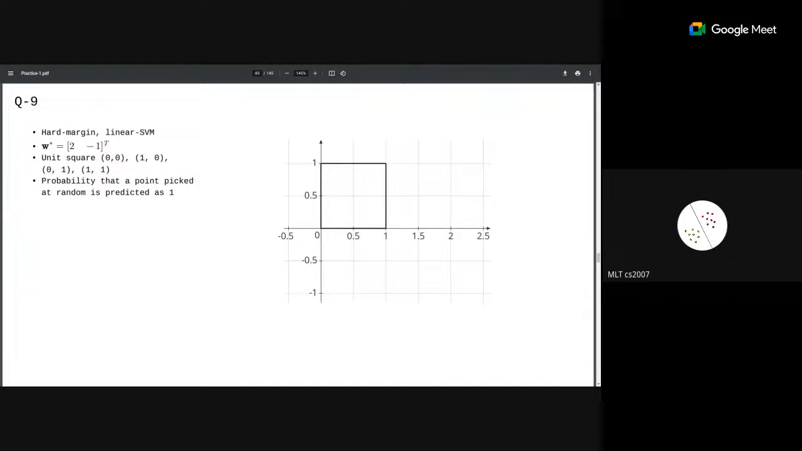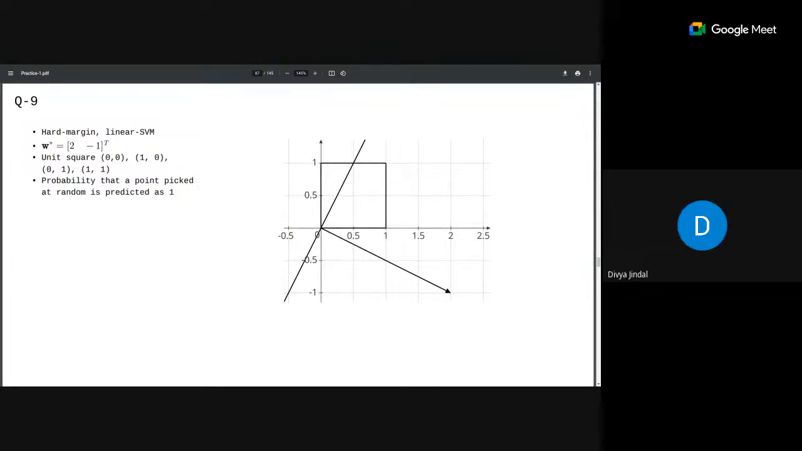What should I draw now? We should draw the decision boundary. First draw W star, which is (2, -1). The decision boundary is where W transpose x equals 0, so 2x1 minus x2 equals 0, which means x2 equals 2x1. When x1 is 0.5, x2 is 1, and when x1 is 0, x2 is 0. If you connect those two points, you get this line, which is the decision boundary.